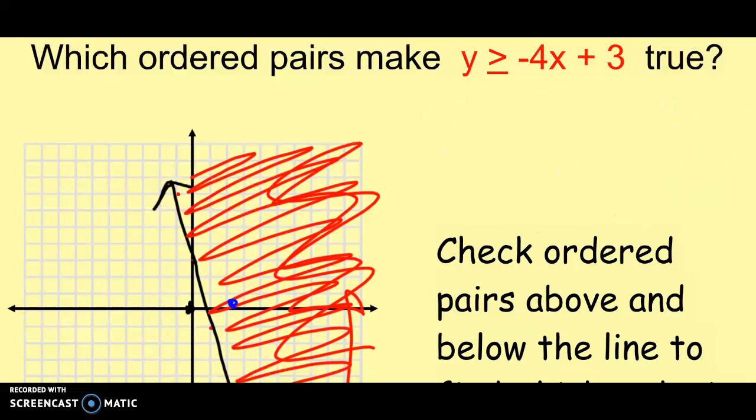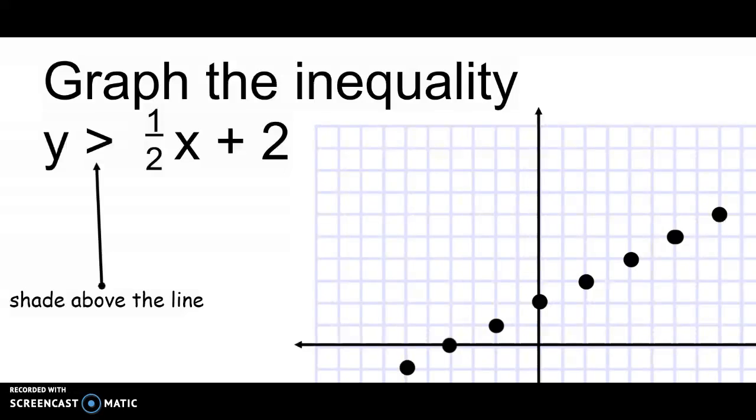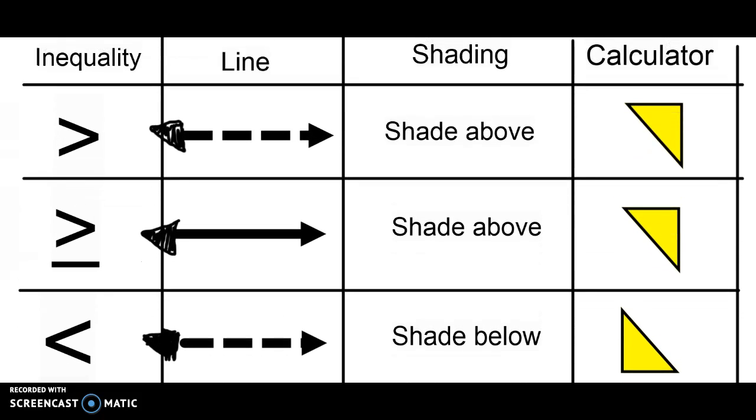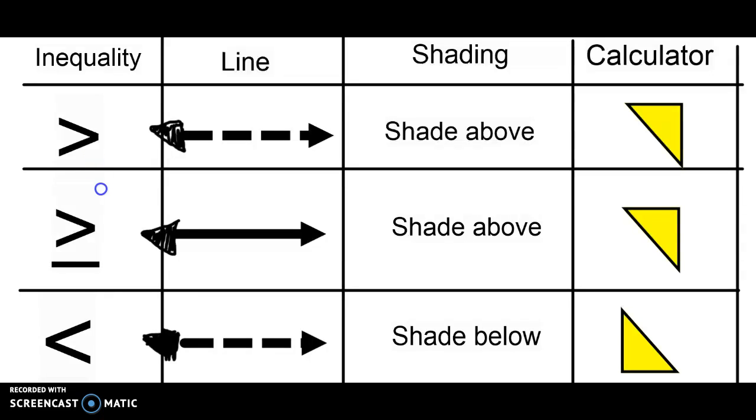All right, there is a way to do this that's much easier. There's a table you can follow and you can copy. So when you have an inequality that is just a less than or a greater than, you would have a dotted line right here. So you're going to have a dotted line, and you're going to shade above, right? Because it's greater than, you're going to shade above. Your calculator has a button on there, and I'm going to show you how to do that.